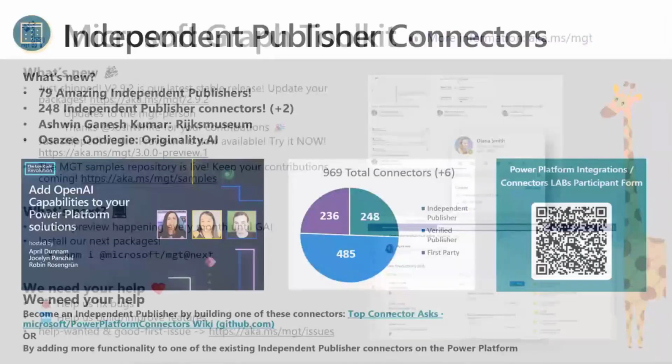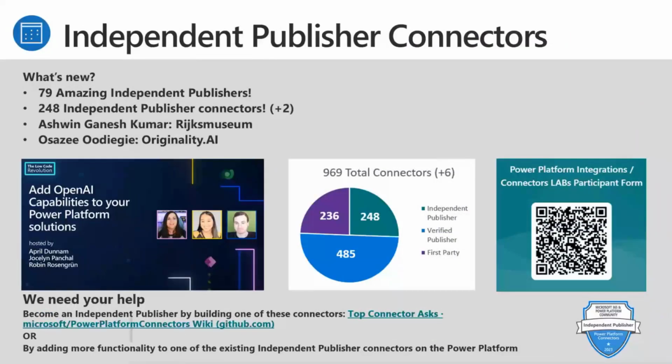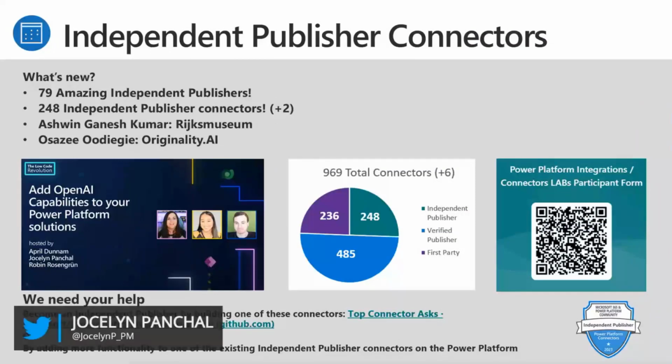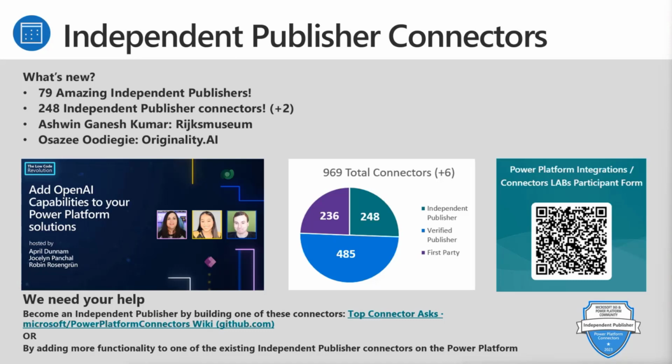Let's go over to Independent Publisher Connectors with Jocelyn. Hello, everyone. I hope you're all having a great day. What's new in the world of Independent Publisher Connectors? Across the entire connector ecosystem, not just Independent Publisher, we are now at 969 total connectors, which is 6 more than the last time we spoke. That is 236 for first party, 248 for independent publisher, and 485 for verified publisher across Power Apps, Power Automate, and Azure Logic Apps. We have 2 new independent publishers, so now totaling 248.